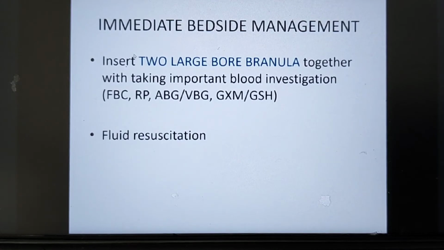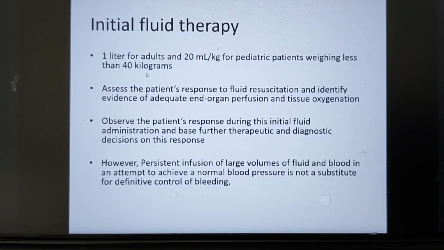So the first thing we have to do is insert two large bore cannulas, together with taking important blood investigations and starting fluid resuscitation. We can resuscitate the patient with 1 liter of isotonic crystalloid for adults and 20 milliliters per kg for pediatric patients. After that, we will assess the patient's response to the fluid resuscitation and identify evidence of adequate end organ perfusion and also tissue oxygenation.